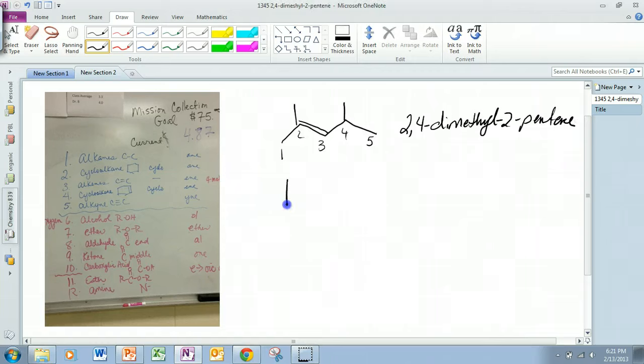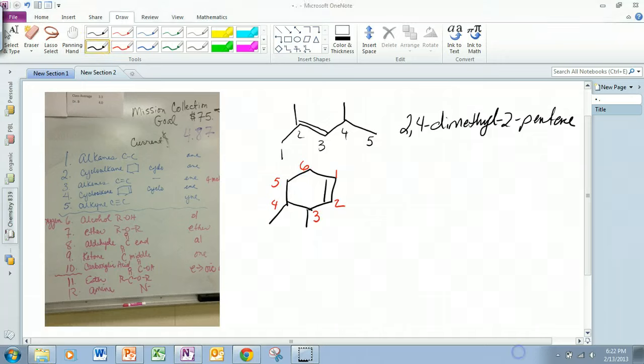So if we have a ring and we put some groups off of there, now we're going to have to number starting here with 1 and 2, so that 1 and 2 have to be my ring. And then I want the methyl groups to have the lowest numbers possible. So I went around in that way on purpose so that I could have the lowest numbers for the methyl groups and 1, 2 for my double bond.